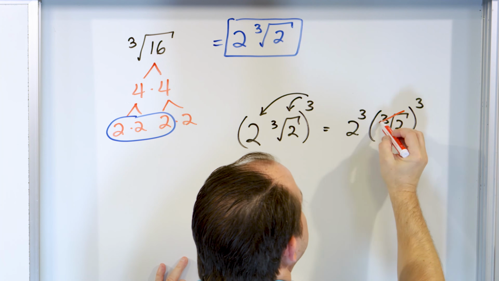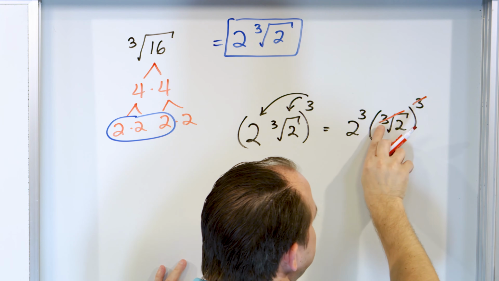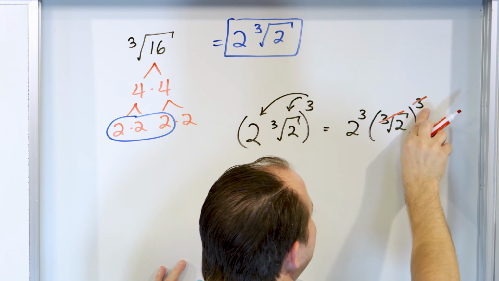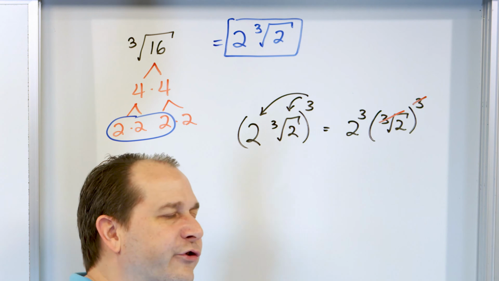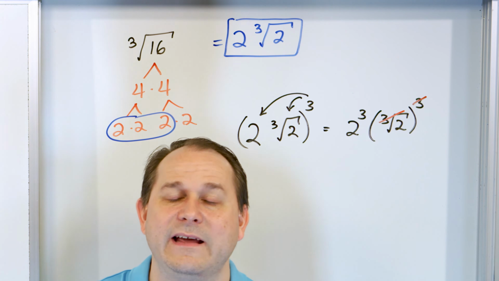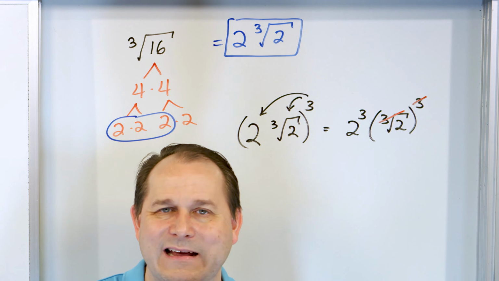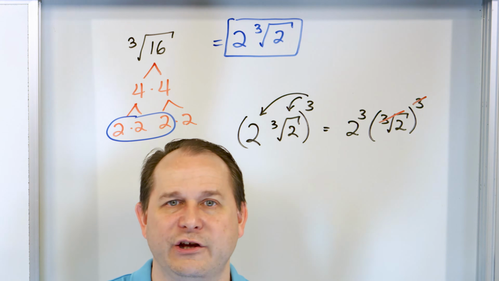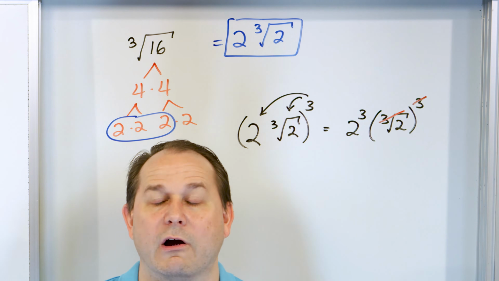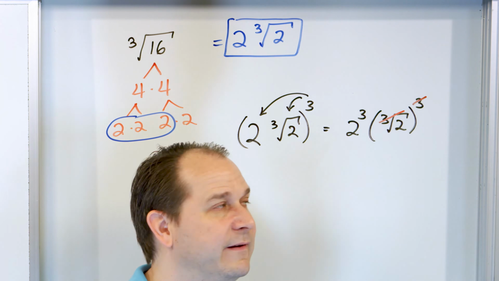The cube root cancels with the cube. This is not an exponent of 3. This is just telling you it's a cube root. It cancels with the cube. Just like a square root cancels a squaring operation, a cube root cancels a cube. So cube and cube root are opposites. Square and square root are opposites as well.